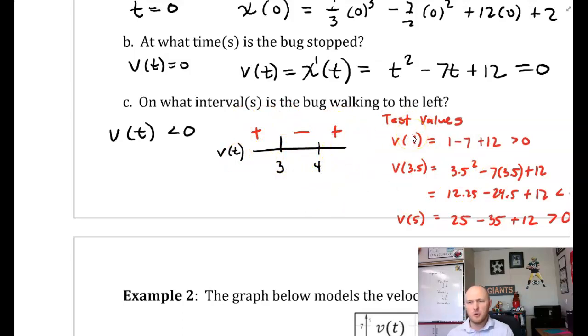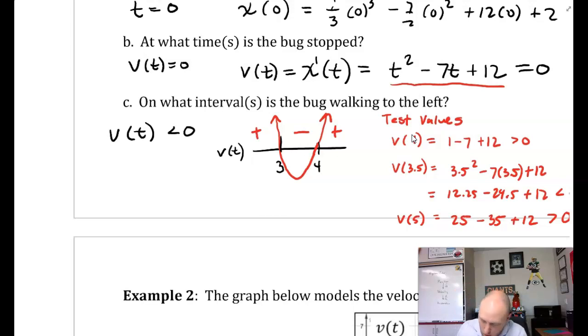Now there is another way to analyze this. Notice t squared minus 7t plus 12. Isn't that an upwards opening parabola? So just knowing that type of function, it's going to be a parabola that opens upwards. It's 0 at 3 and 4. We know that for sure. That's going to match our sign chart. So that's one way too, just kind of analyzing that function.